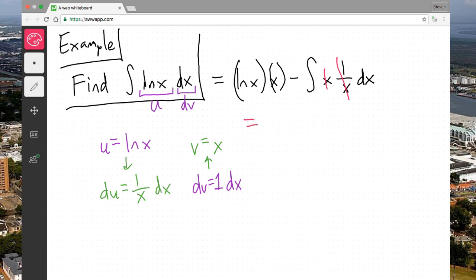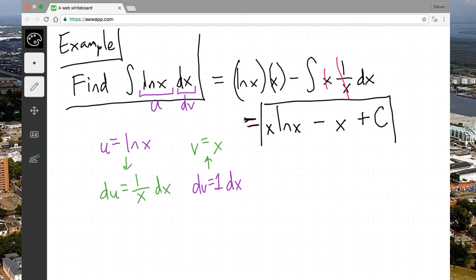I might write x natural log of x minus, what do I have left? I'm integrating dx, and that just gives me x itself, plus c. And there's my answer. The integral of natural log x is x natural log x minus x plus c.